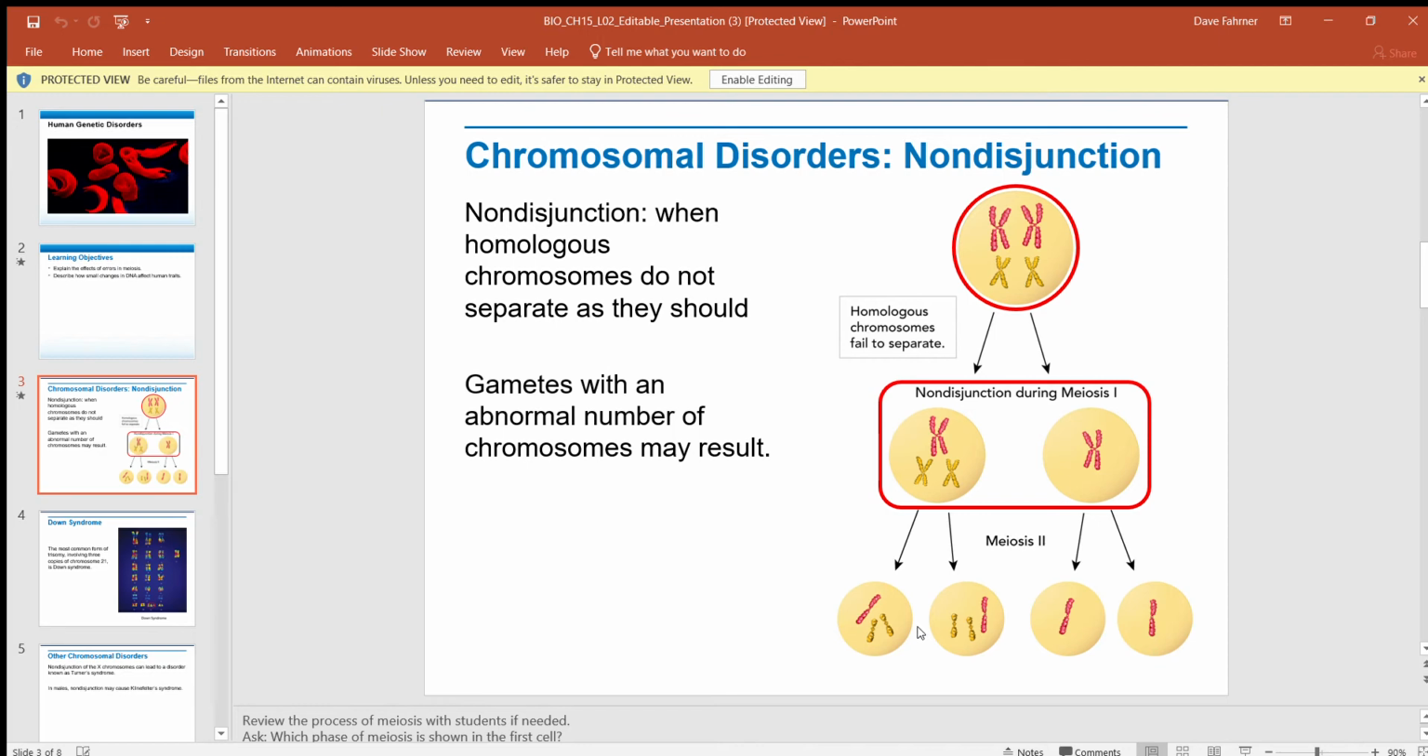Keeping in mind that we have 23 pairs of chromosomes, 46 chromosomes in a normal body cell. In a haploid cell or a sex cell, a gamete, we're going to have 23 chromosomes, 1 member from each original pair.